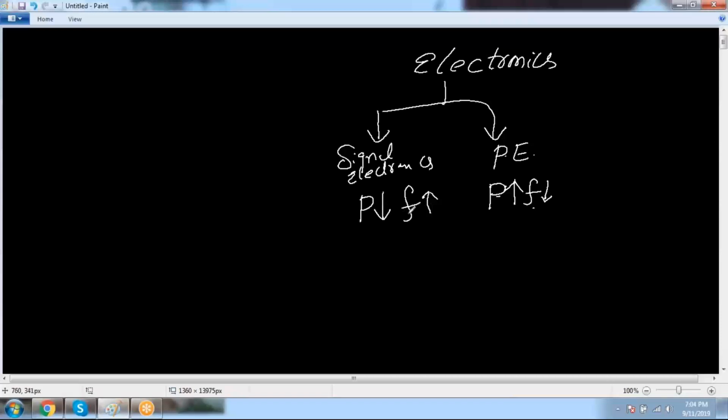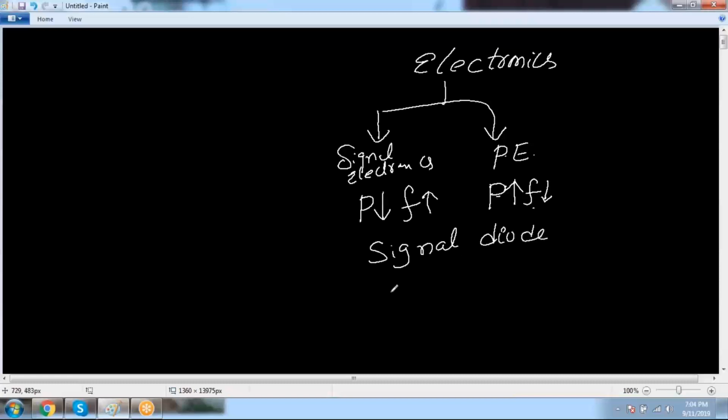What is signal electronics? The subject deals with low power and high frequency, whereas power electronics deals with high power and low frequency. Now to give clarity, I want to take the devices, first one, can I discuss the signal diode so that you can understand very clearly.